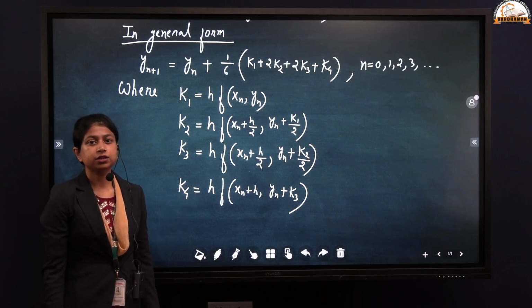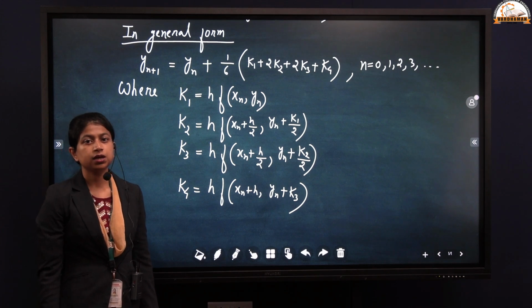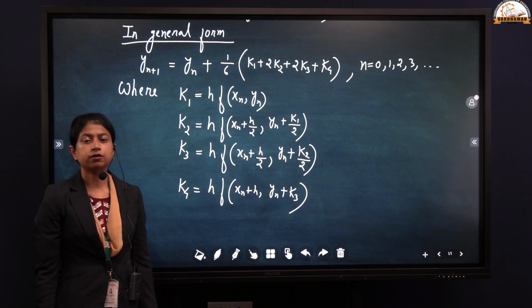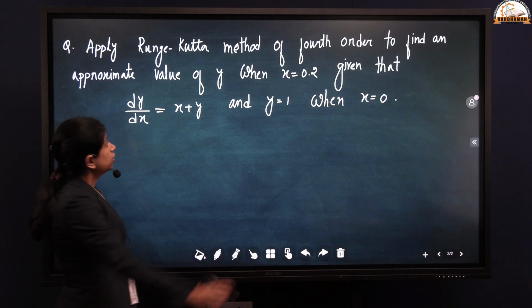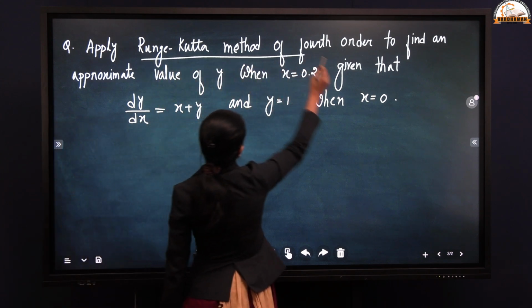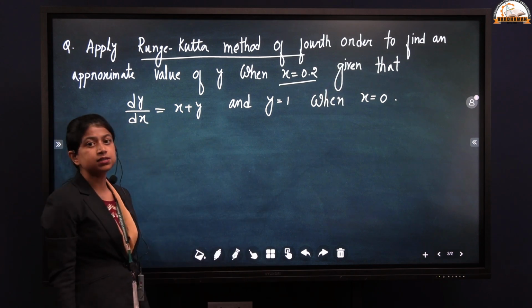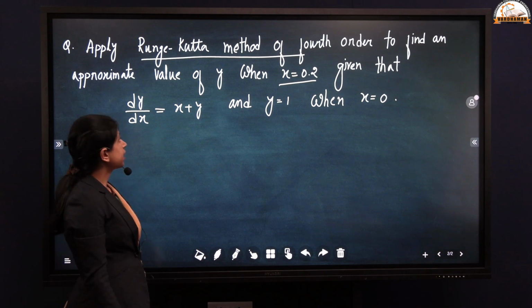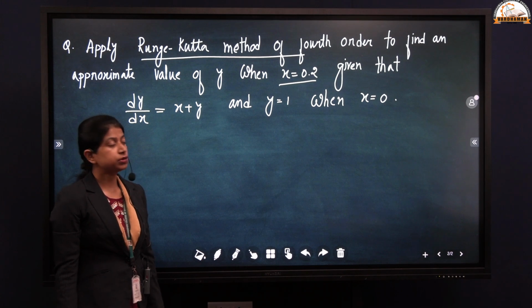Now let us find the numerical solution of a first order ordinary differential equation using the Runge Kutta method of fourth order. Look at the first problem, where we need to apply the Runge Kutta method of fourth order to find an approximate value of y, and the equation is given as dy by dx is equal to x plus y, and the initial condition is y at x equal to 0 is 1.